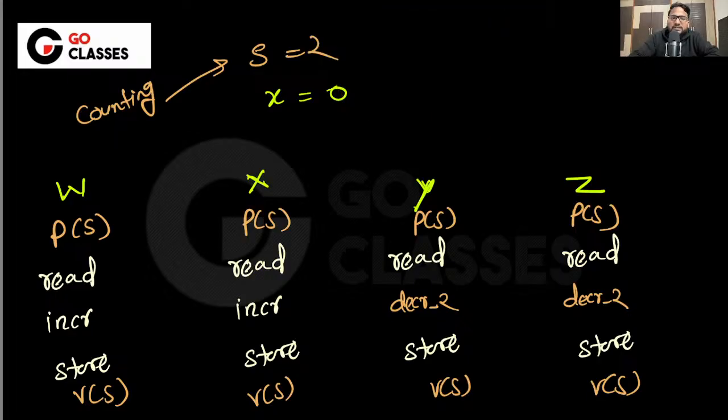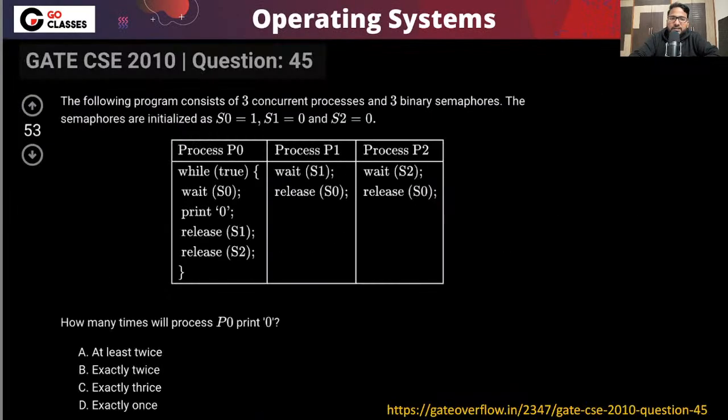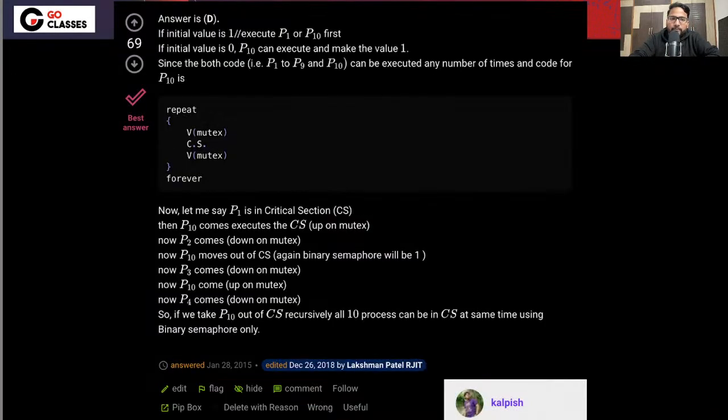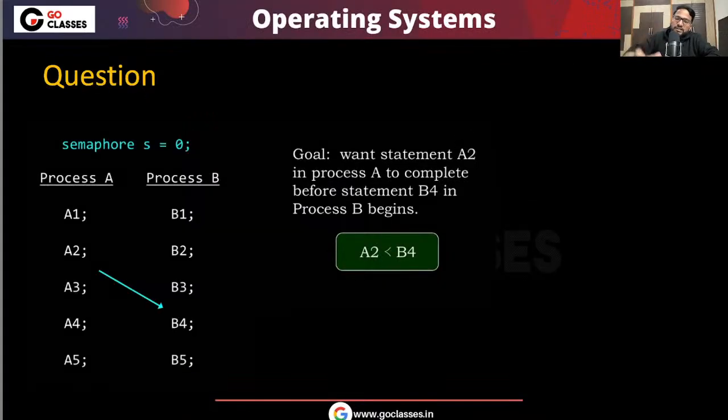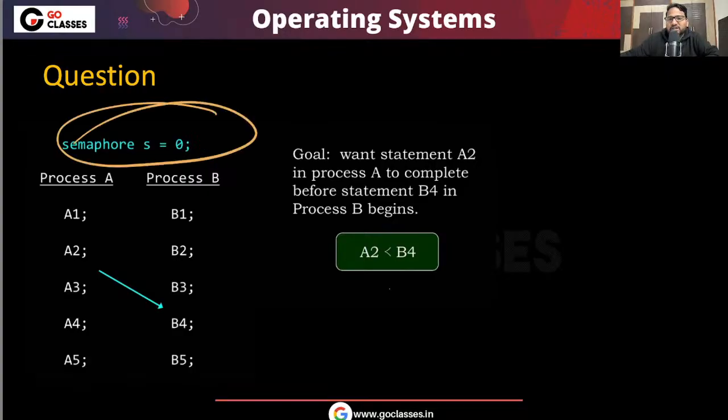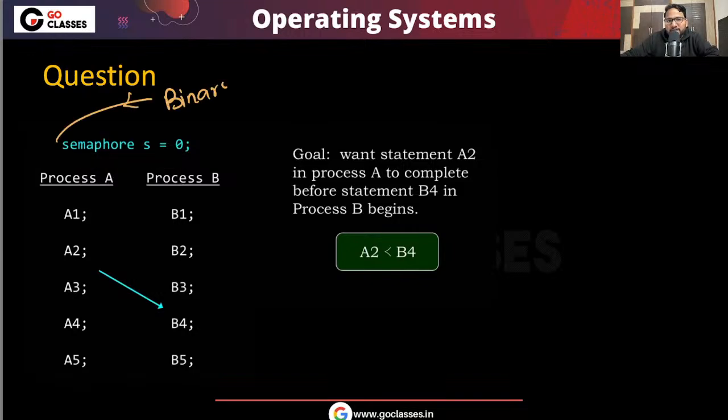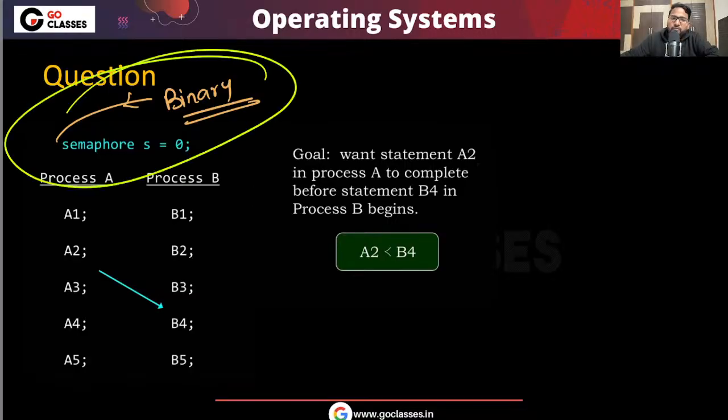Now let's see more questions. Let's see this particular question, which is a really interesting question. There are many questions which we are going to solve. In this question they are saying, suppose the semaphore is initially 0. Assume this is a binary semaphore. Generally, if it is 0 or 1, then it will be a binary semaphore only. Even if you take a counting semaphore, it doesn't matter for this particular question.